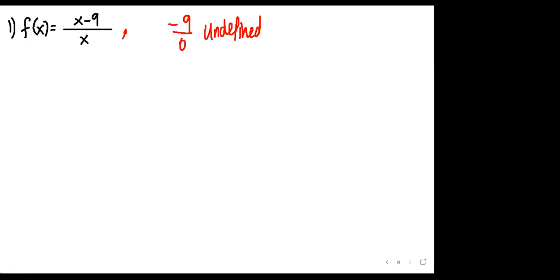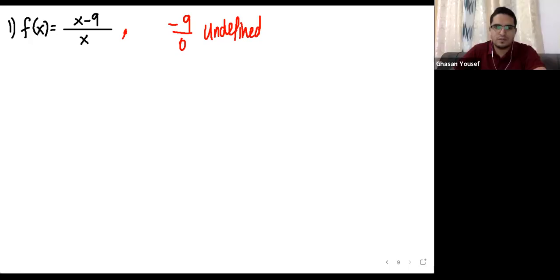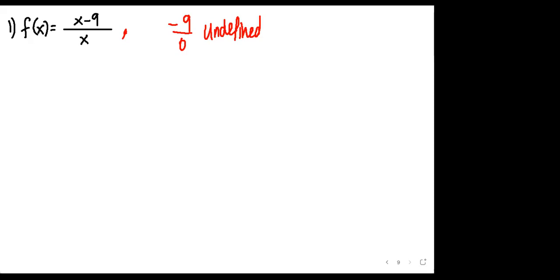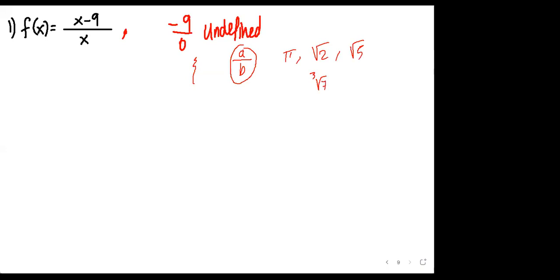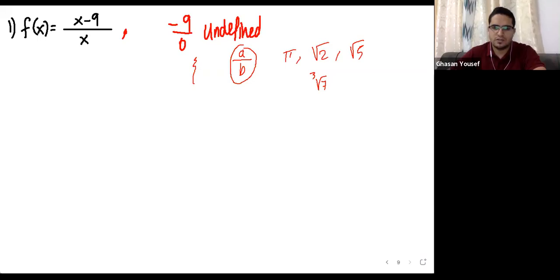Wait, what does real number mean again? Can you explain the definition of real numbers? The real numbers are all rational numbers and irrational numbers. Rational numbers are anything of the form a over b. An irrational number I cannot write as a fraction, for example pi, or square root of 2, or square root of 5, or the third root of 7. So all rational and irrational numbers are real numbers. Natural numbers are real numbers, and integers are real numbers too.